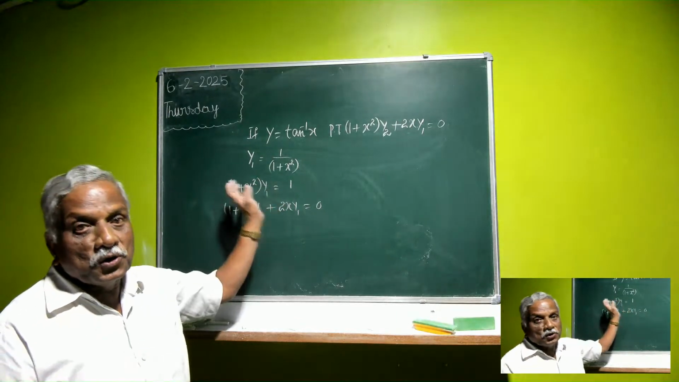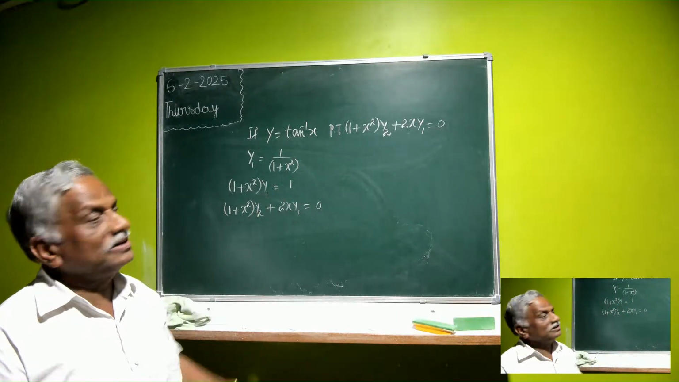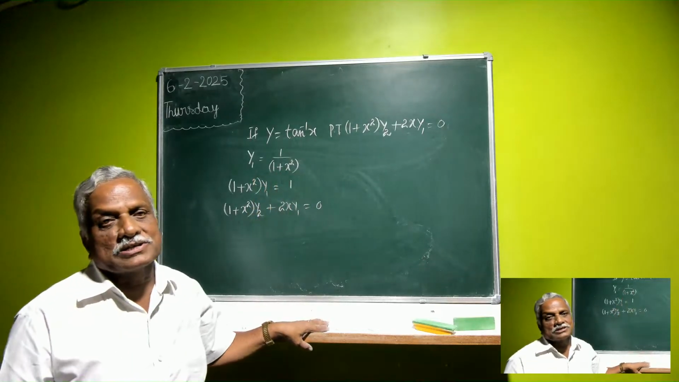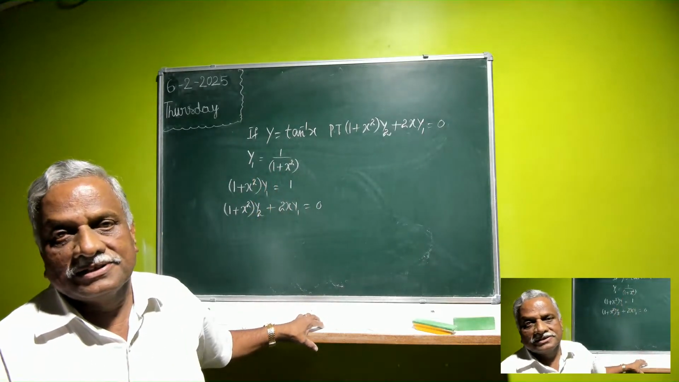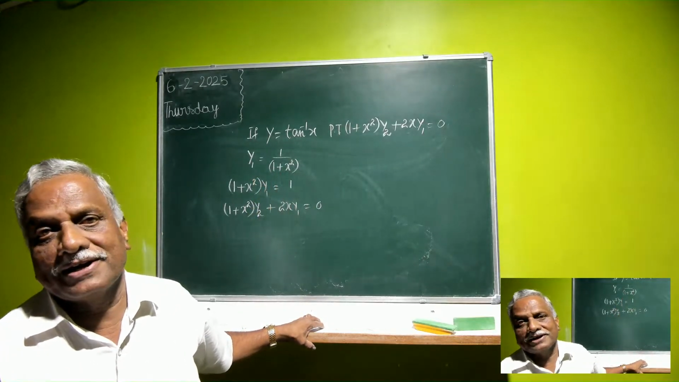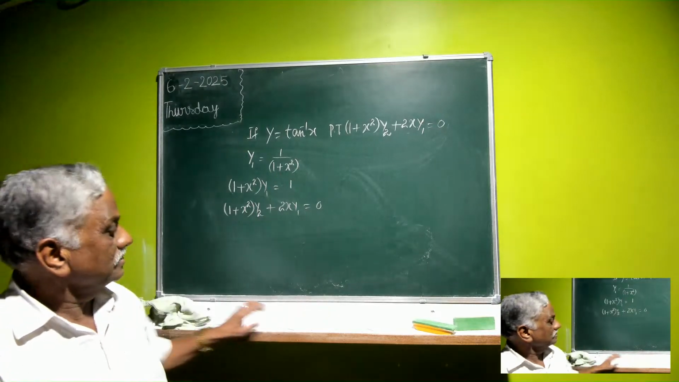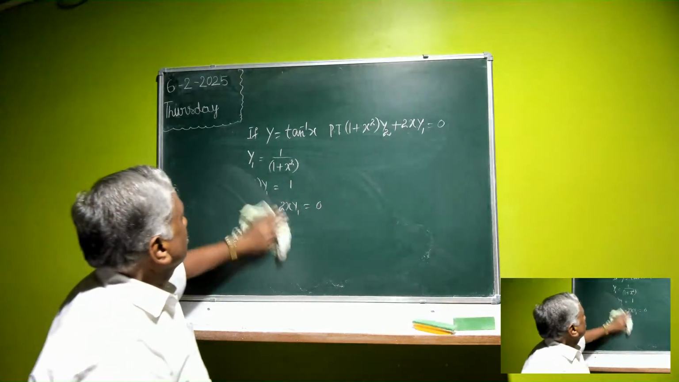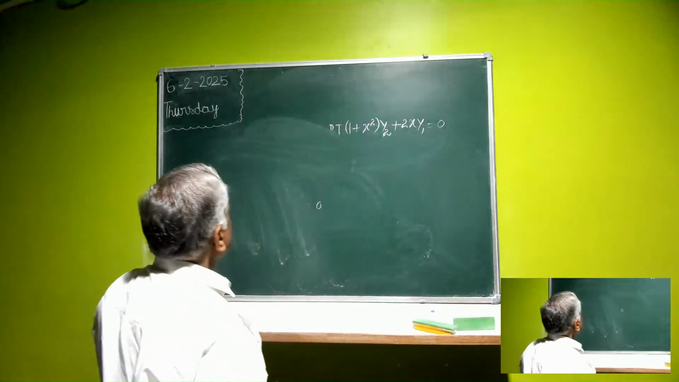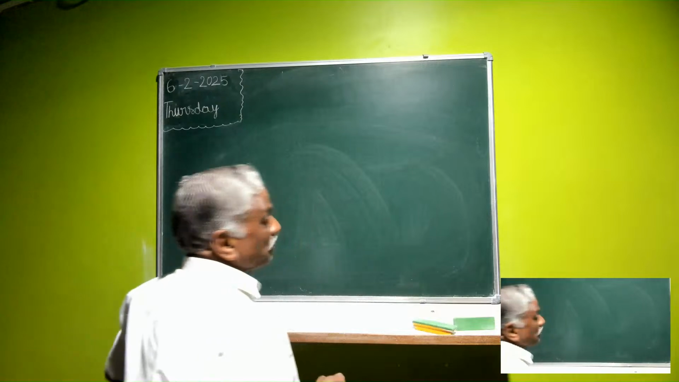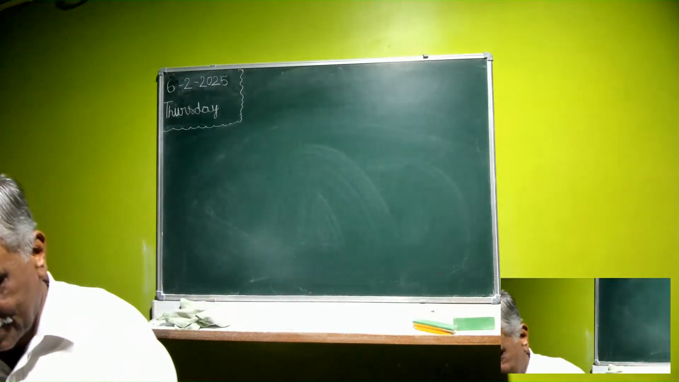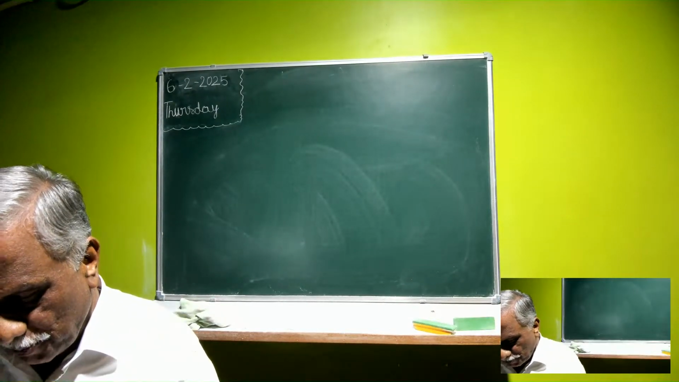Supposing you don't know this method of cross multiplication, if you start writing 1 plus x square to the power of minus 1 and use the chain rule, the problem becomes complicated. So that is the reason that you need a mathematics teacher to learn mathematics, because all problems don't go on the same lines. Let's go to the next problem.